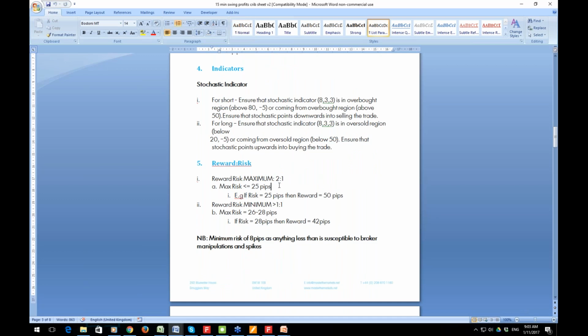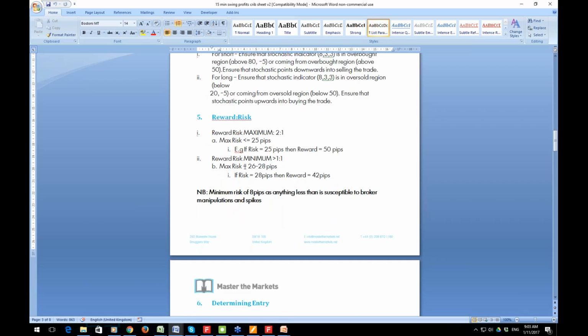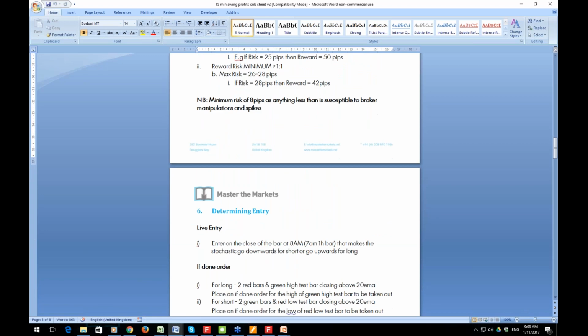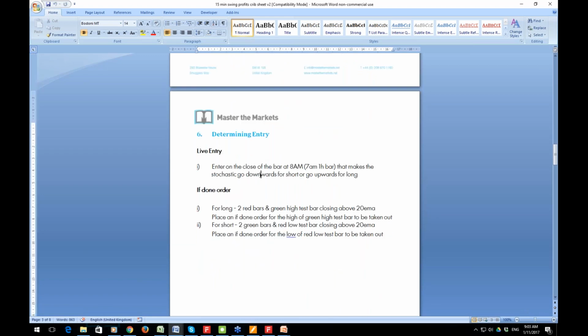Reward to risk ratio maximum. We're looking for 2 to 1, minimum more than 1 to 1. Okay, I've put some maximum risk parameters here as well. Minimum risk of 8 pips. Is there anything else? Yeah, of course.